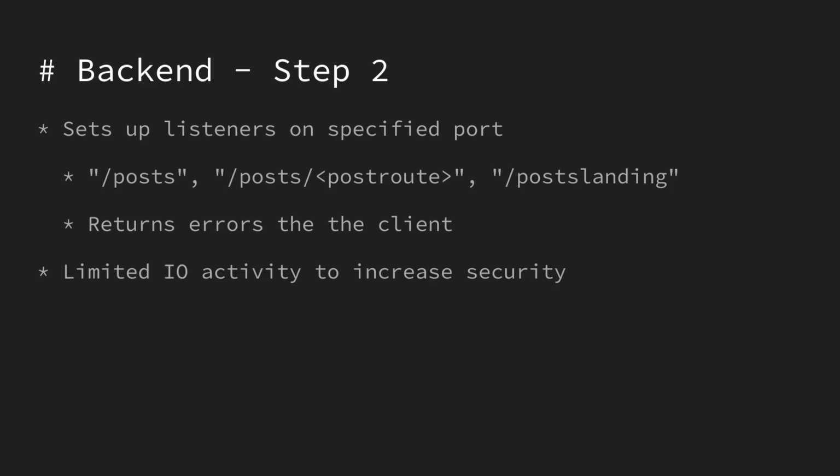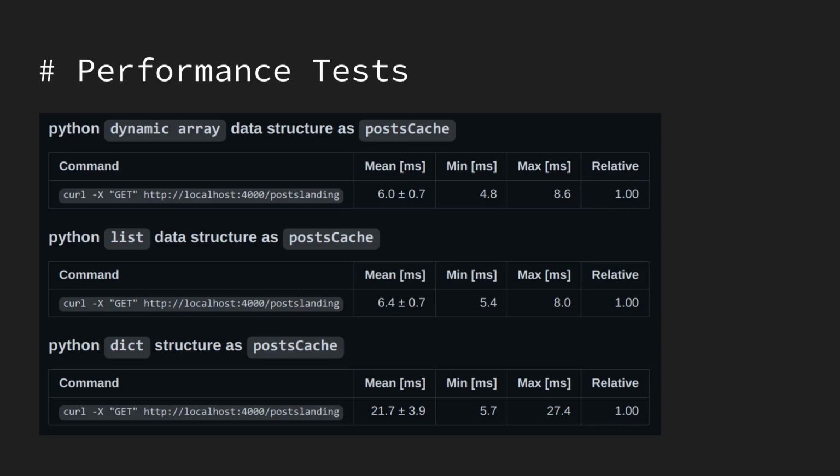And it returns errors to the client, so the client knows what's going on. I mentioned that earlier. There's very limited I/O activity happening on the Python backend. This is good for security because I don't have to worry about hackers hijacking any writing functionality. There's no user-determined writing happening. It's all reading from the file system.